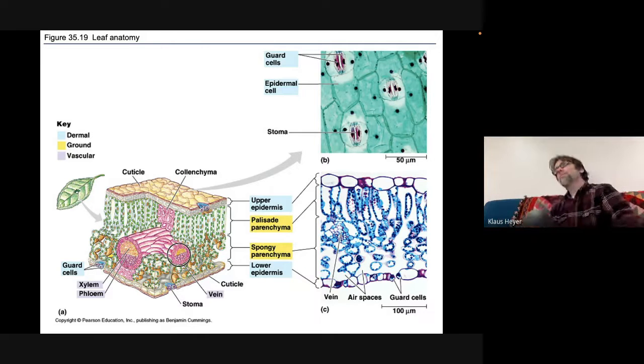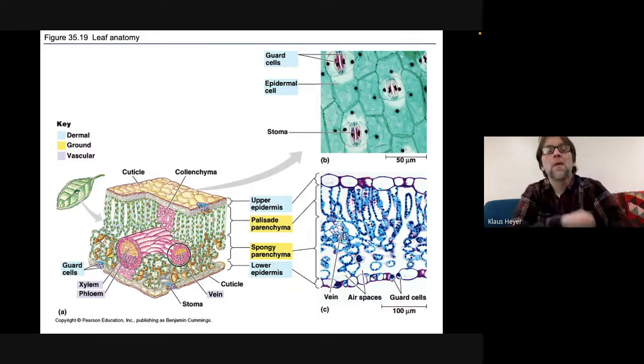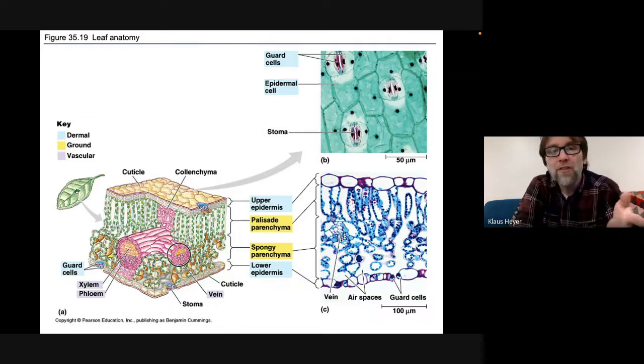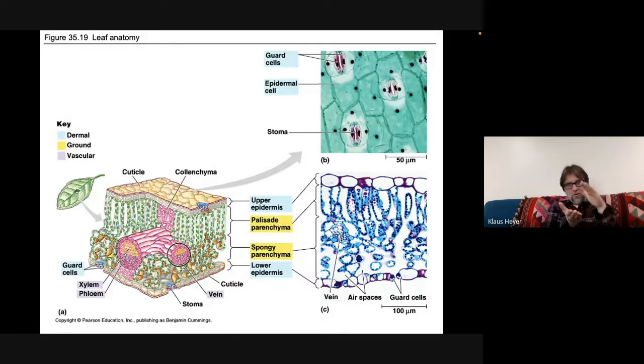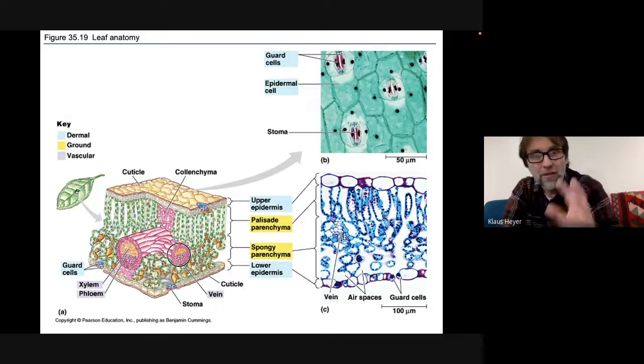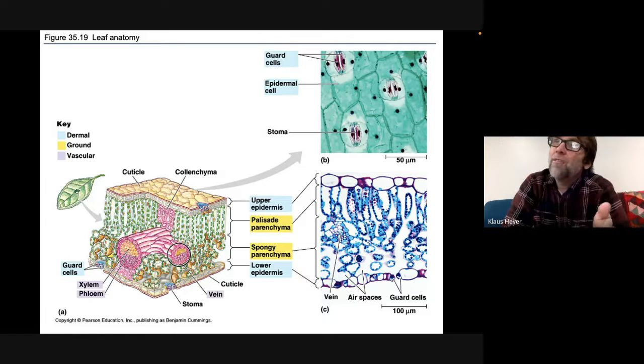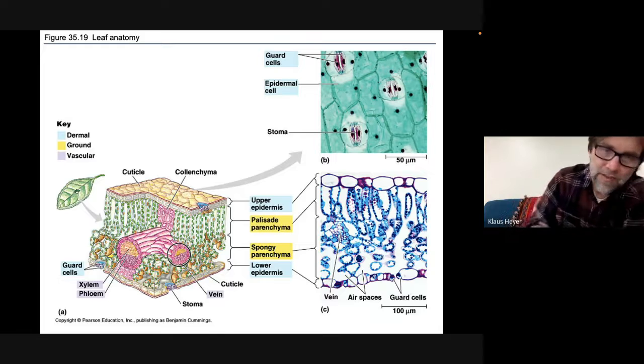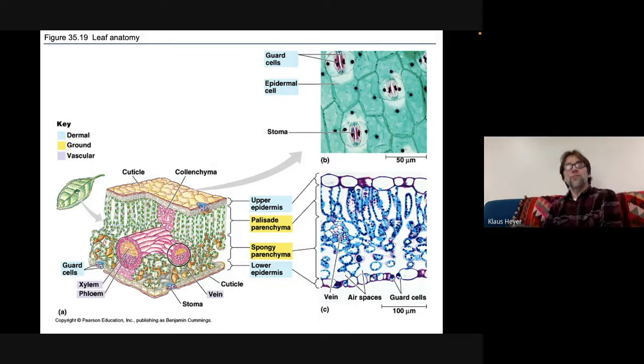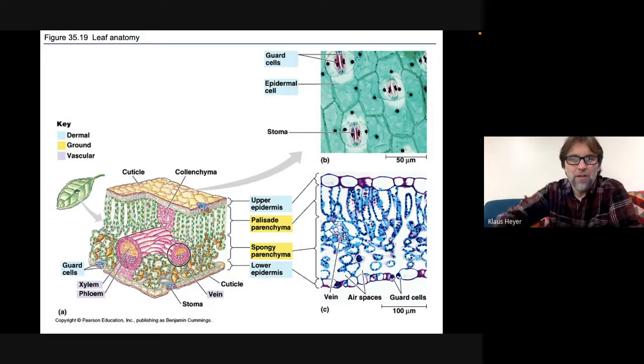Let's look at a leaf. So leaves have cuticles on them, right? That's a waxy layer. Leaves, and a lot of stems, will have this cuticle, and it's really to prevent desiccation. The plant is trying not to dry out. So that's mostly what it's for.